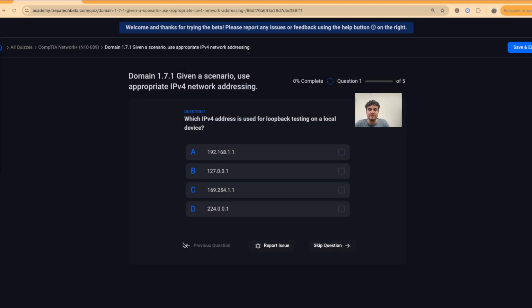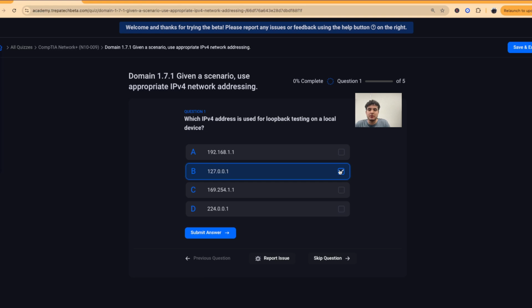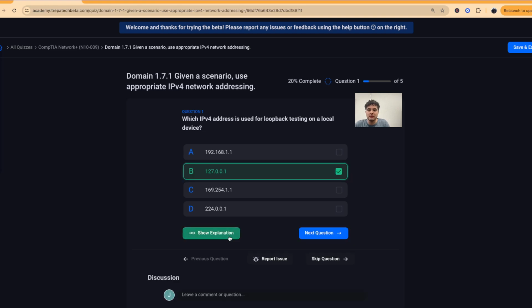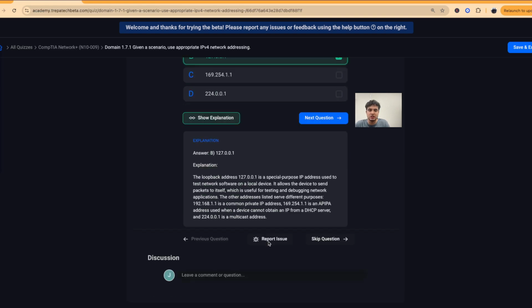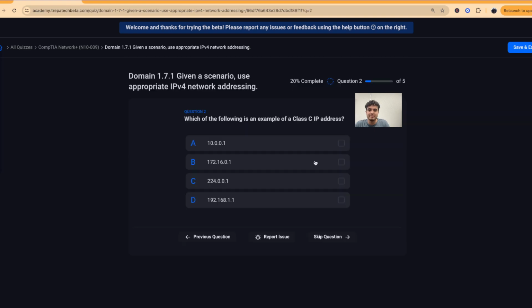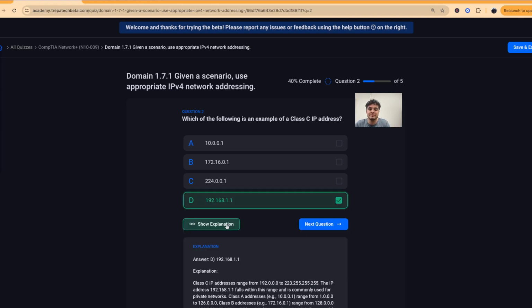So question 1. Which IPv4 address is used for loopback testing on a local device? That's going to be 127.0.0.1. Awesome. Look at our explanation here. Let's go. Question 2. Which of the following is an example of a Class C IP address? Remember, Class C, like our legacy classful addressing, that's going to be 192 to 223 in the first octet. So we're going to go with D.